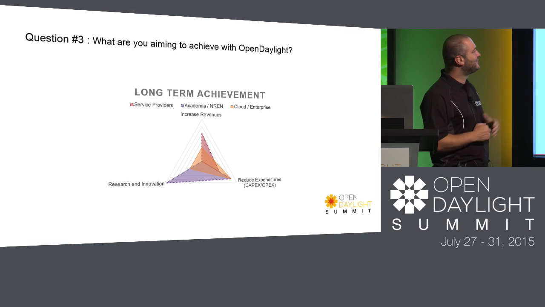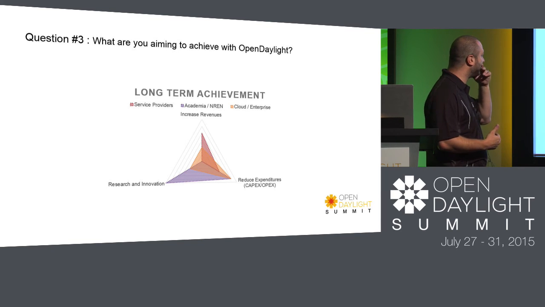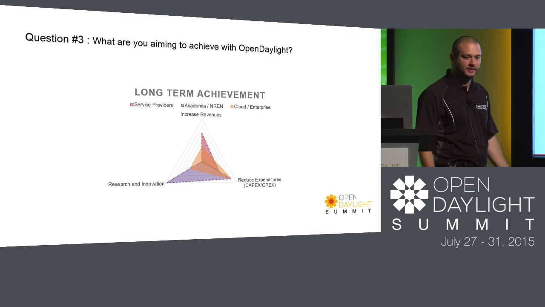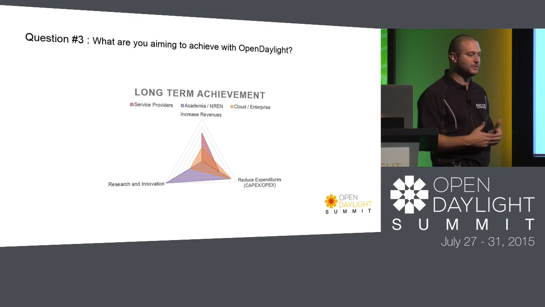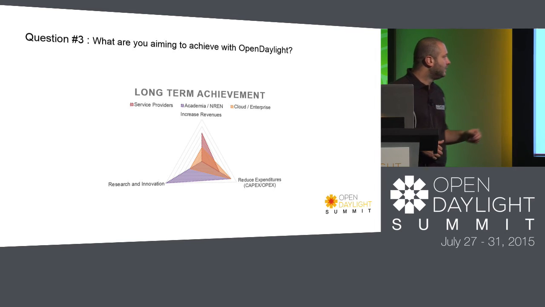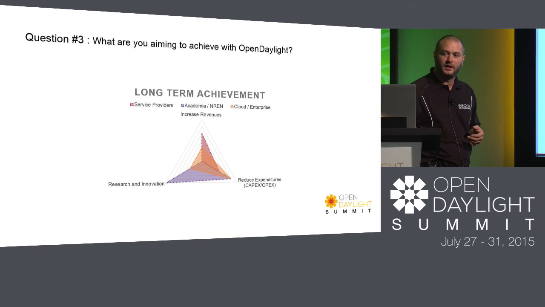And then for cloud enterprise, it's to reduce CapEx, OpEx. So for cloud, it's how can I lower the cost so that my managed services from a cloud perspective are cheaper. And also because of the scale, I have no choice but to automate the process. I cannot just have someone do everything by hand. And for academia, it was really research and innovation type of goals.